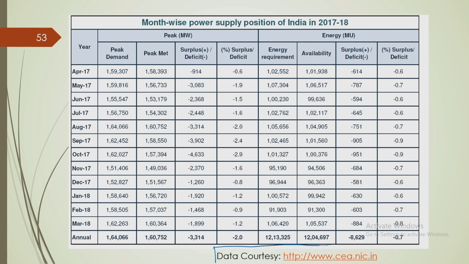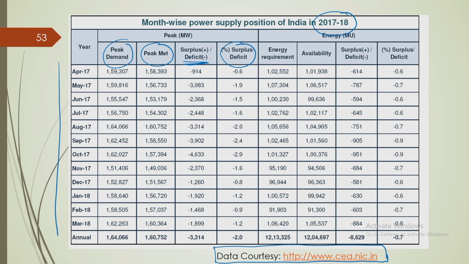Again, I sincerely acknowledge the Central Electricity Authority of India for this data. They have annual reports from which I derived this data for 2017-18. Here you can find the monthly peak demand and peak met, what is the surplus and deficit amount of power that is available, and what is the percentage of this deficit and supply.